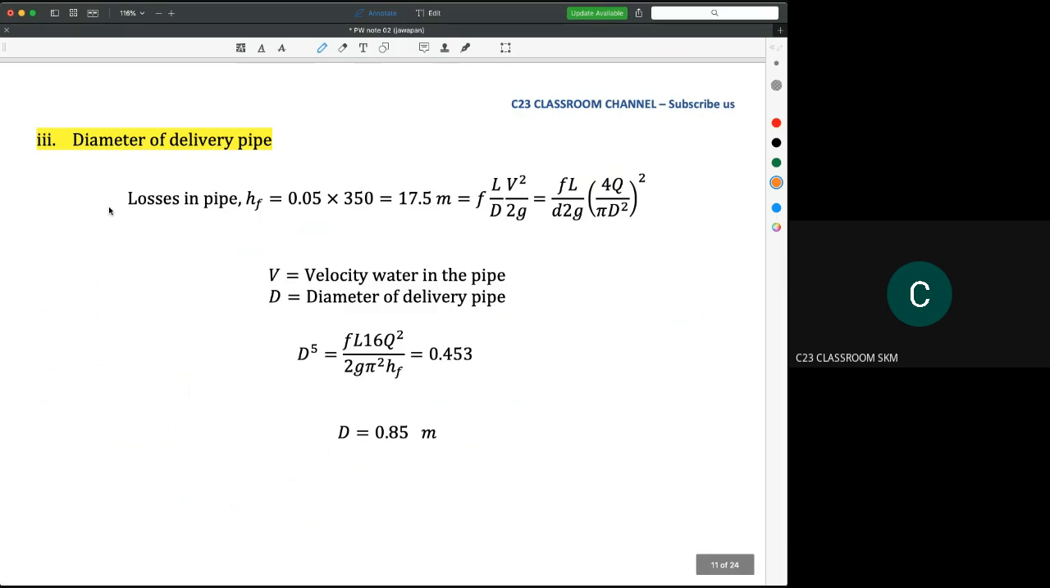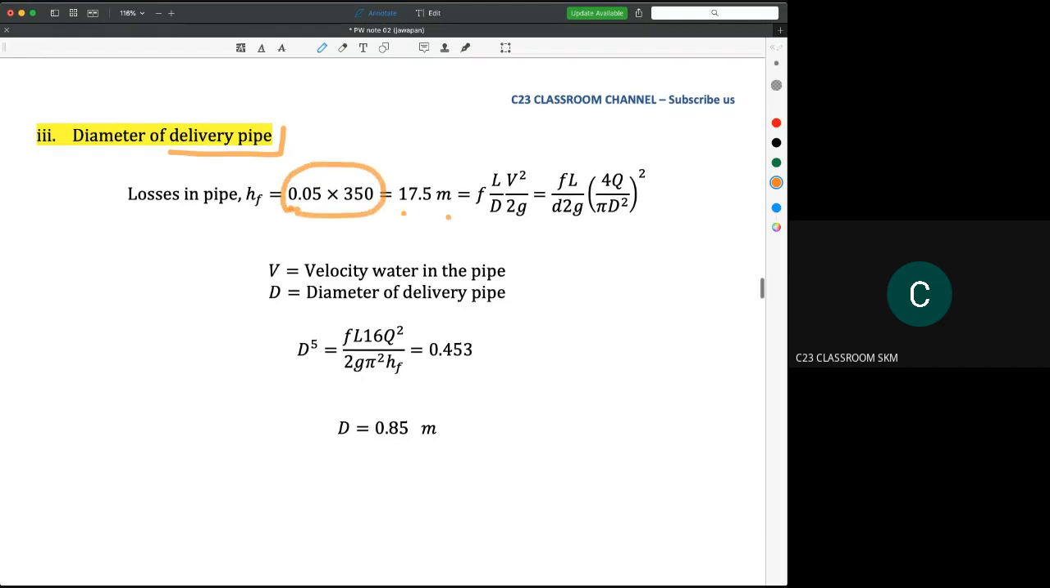So number 3, the diameter of delivery pipe. The delivery pipe here means the main pipe which carry the water before it split into two jets. Okay, from the question, it says that 5% is actually loss, and that loss is the major loss. So we could say that 5% from the total head is 17.5 meter.